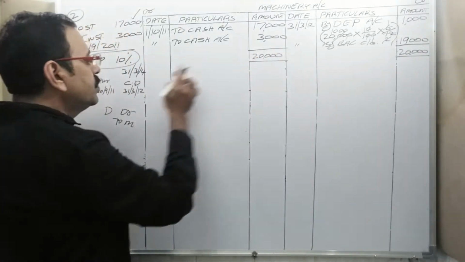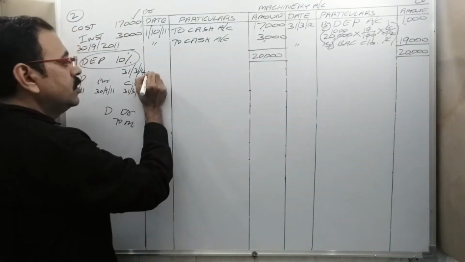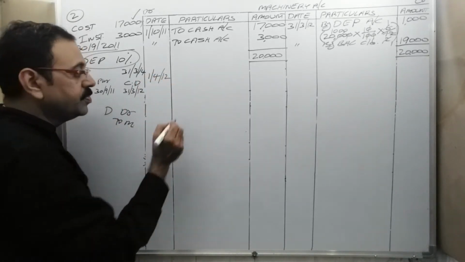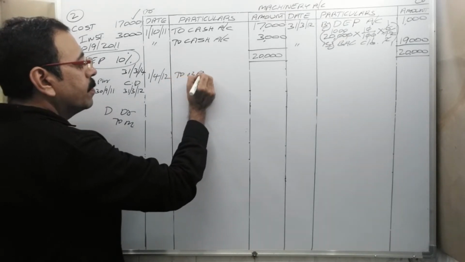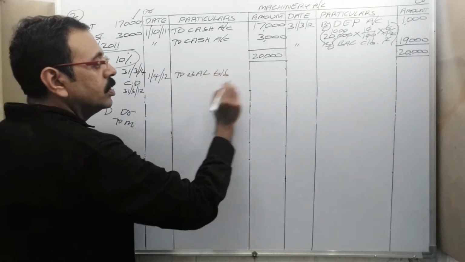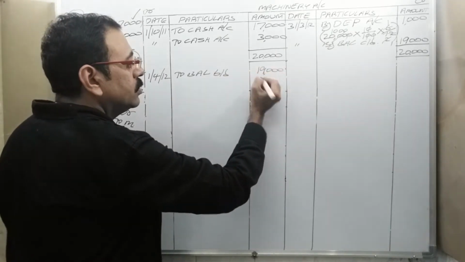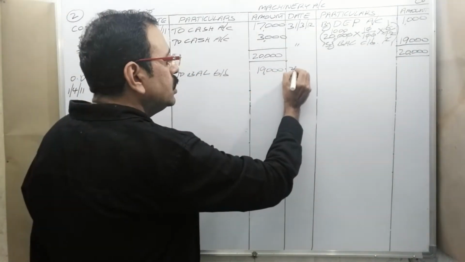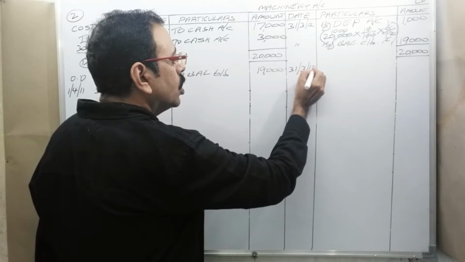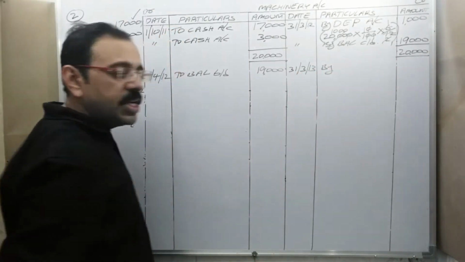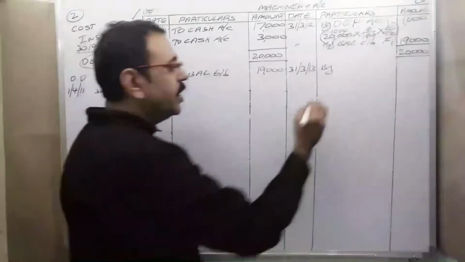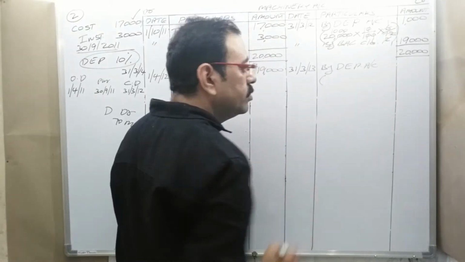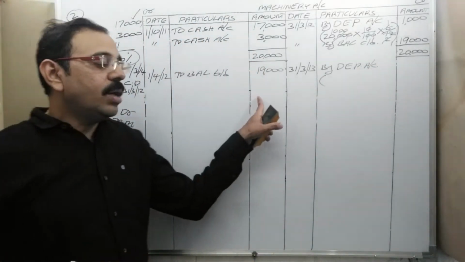Second year date will be the next immediate date after this date. 1st April 2012 to balance brought down 19,000 rupees. Now the second year's last date will be 31st March 2013. For depreciation, same entry, so same posting. Credit side by depreciation account. Now, which method are we applying here?